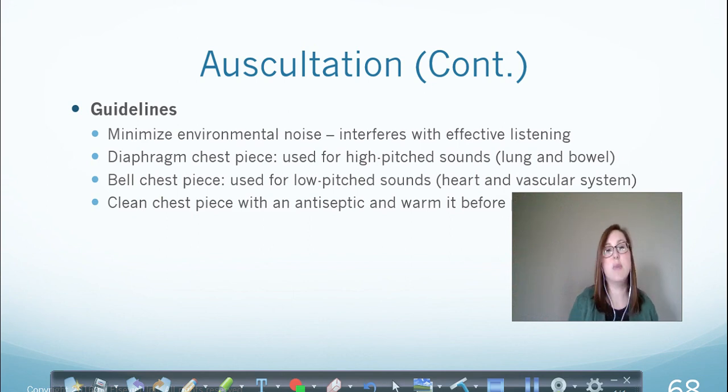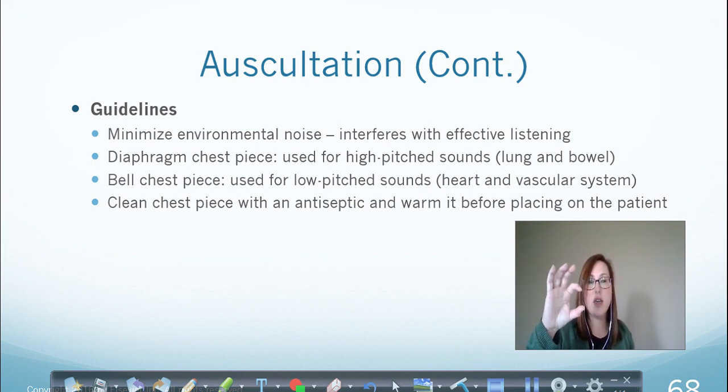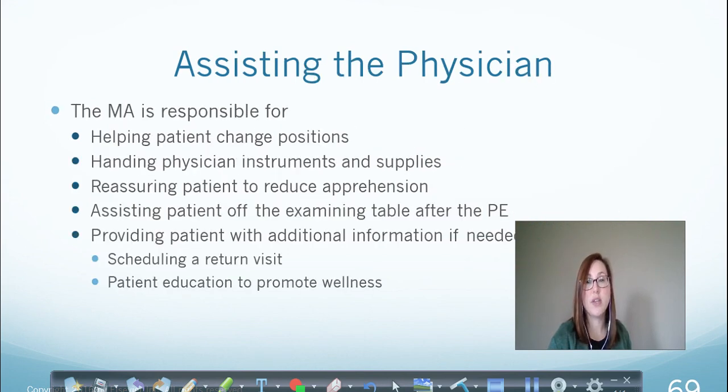So auscultation, some guidelines. You want to make sure that you've minimized environmental noise, especially when you're checking a blood pressure, and encourage a patient not to talk because it interferes with your listening. The diaphragm, or chest piece, is used for high-pitched sounds. When you look at a stethoscope, that's the larger part of the chest piece. The bell is the smaller part, and it's used for low-pitched sounds. It's important to clean that chest piece with antiseptic, so an alcohol wipe, and try to warm it before placing it on your patient, or warn them that it's cold.